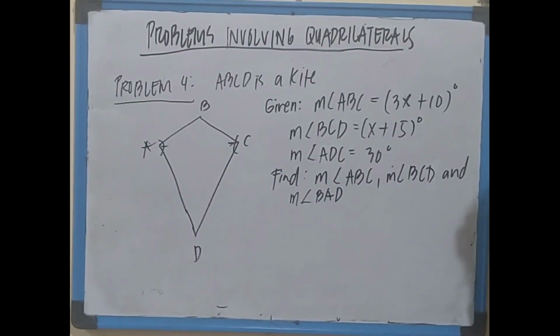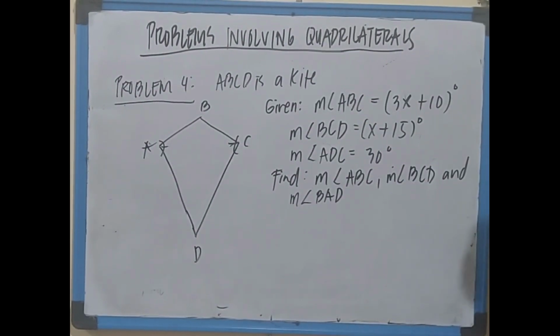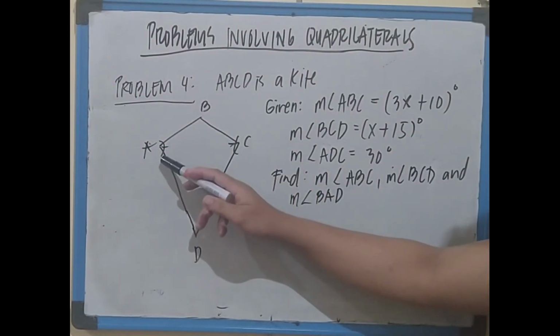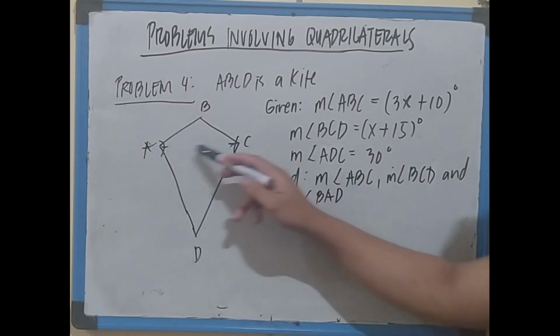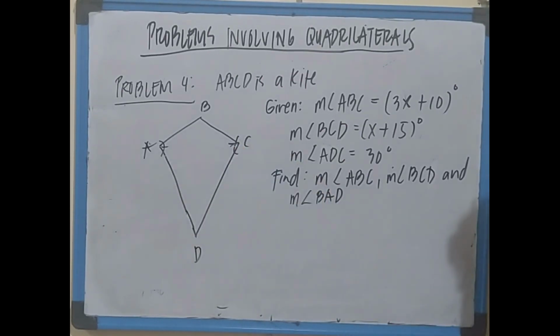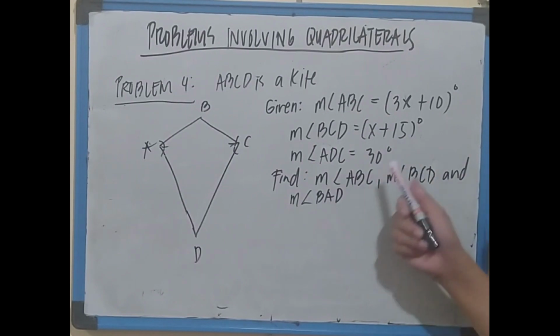Okay, for the last problem, we have now ABCD, which is a quadrilateral kite. Kung babalikan lang natin ang definition ng isang quadrilateral kite, ito po siya. Here, meron tayong markings, guys, na automatic yung dalawang angles na yan, opposite, ay equal. So, these are also the given.